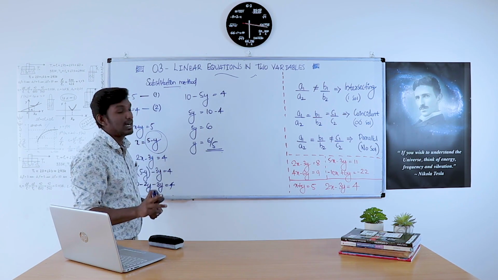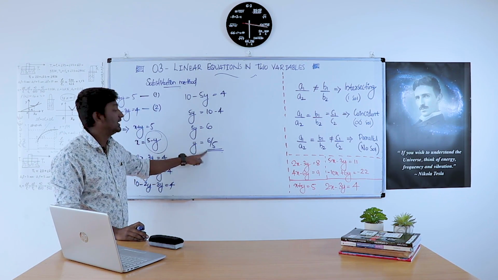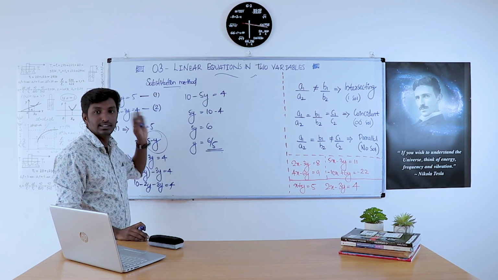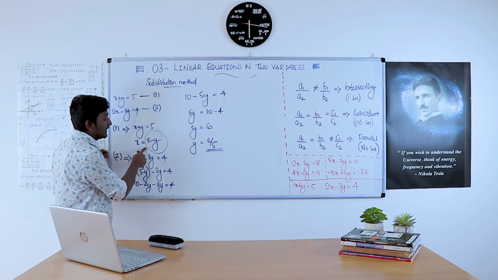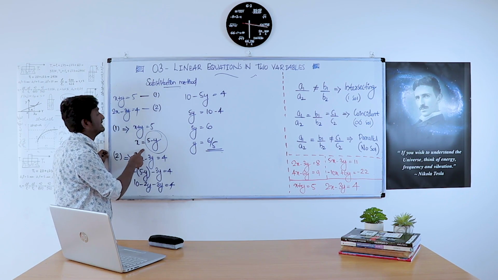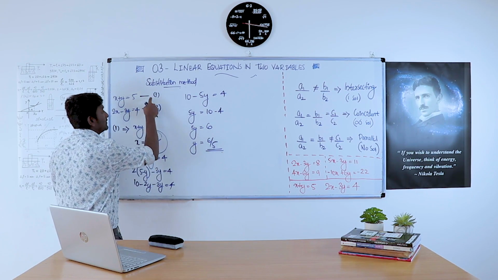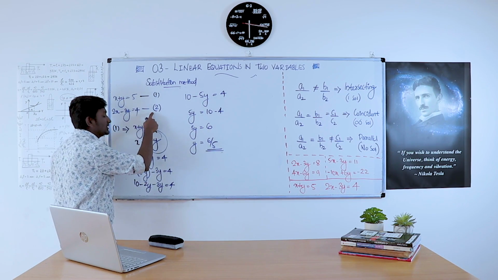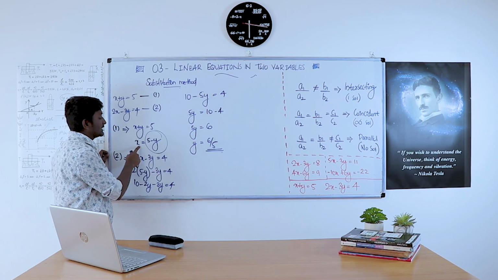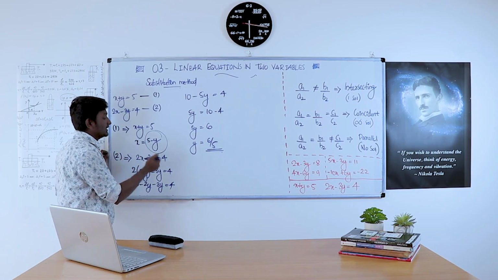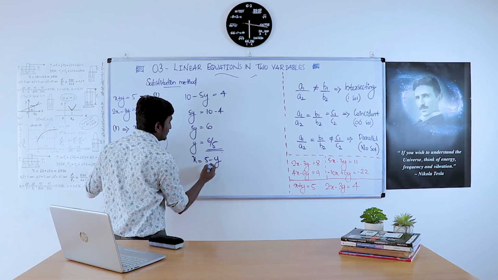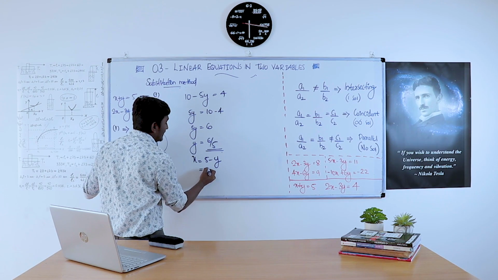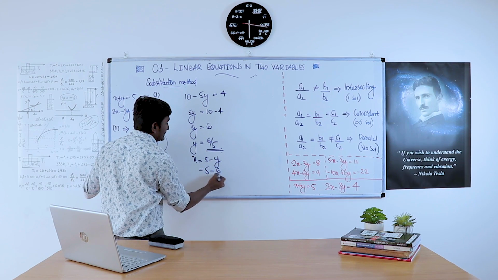The next and last step is substituting the value of y in any equation you like. We have x is equal to 5 minus y. Here we can substitute, this is easier. Otherwise you can substitute in the first equation, no problem, or in the second equation, no problem. But substituting here is much easier. x is equal to 5 minus y. Substitute y is equal to 6 by 5. What do we get? 5 minus 6 by 5.